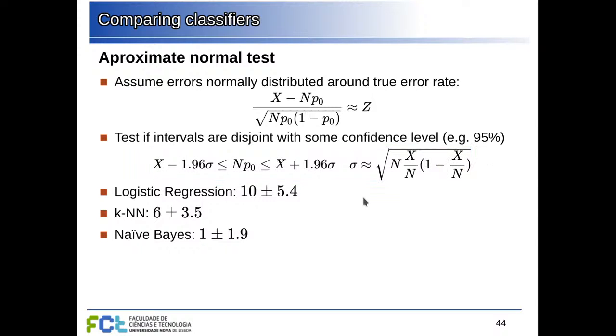And with this approximation to the normal, we know that the true error of our classifier, so what on average the number of errors would be for a test set of that size, must be somewhere inside this range. The number of errors that we found minus 1.96 times this delta here, and the number of errors that we found plus 1.96 times this value.